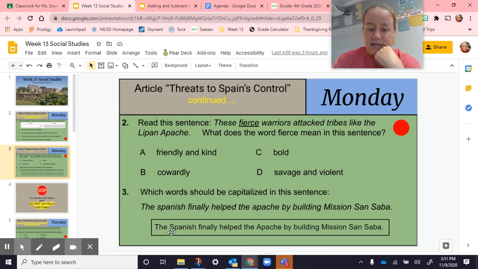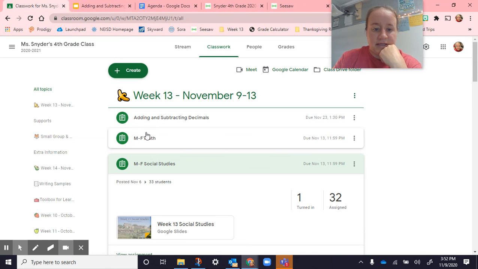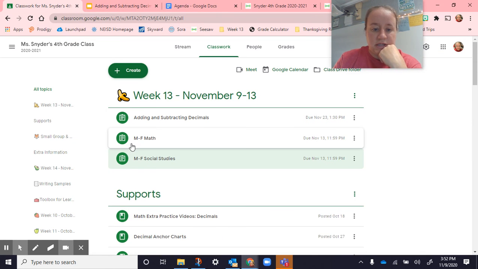Number 3, we did together. So we talked about words that need to be capitalized. So you can look at that there. Spanish, these things that are specific groups, those need to be capitalized. And places, specific places need to be capitalized. Okay, so 1, 2, 3, and then hit X on that because again, we're working on that all week. Don't turn it in yet.